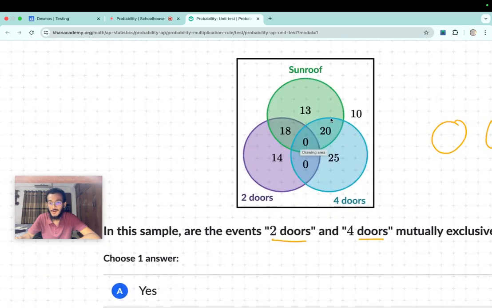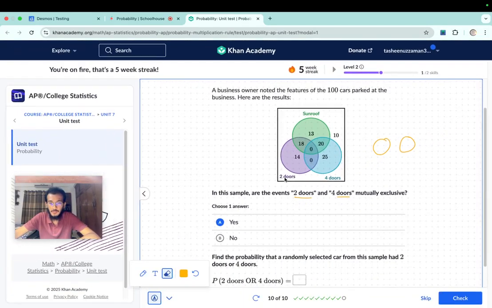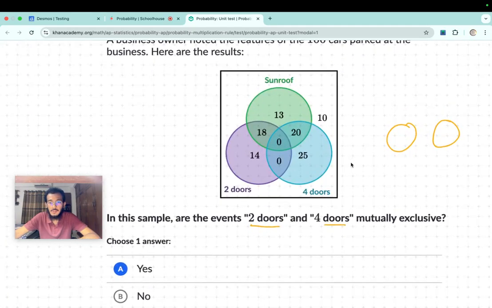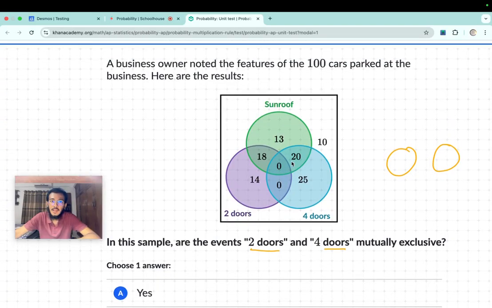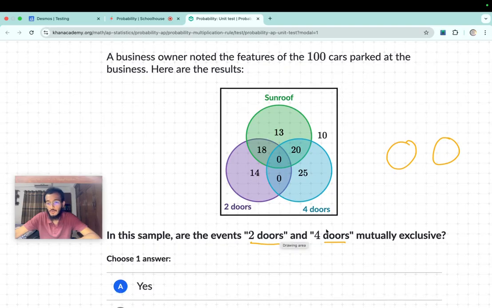But what's the point in writing zero? To include the sunroof, because you have the intersection of sunroof and two doors, and sunroof and four doors, you have to use this notation. I get it. So mutually exclusive means you cannot have any intersection, which is the case here. There isn't any data that represents having both two doors and four doors. This is four doors and sunroof. This is only four doors, two doors, four doors and sunroof.